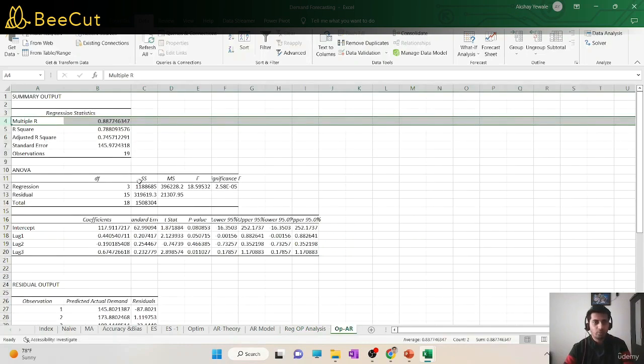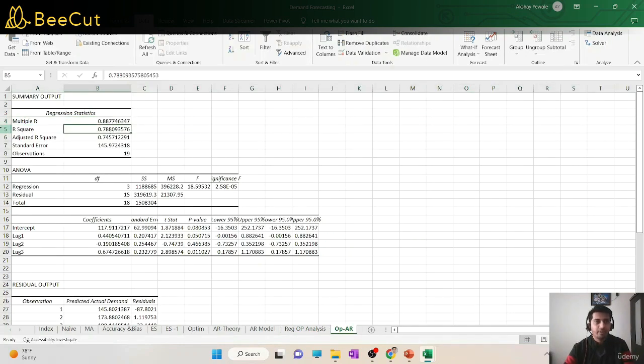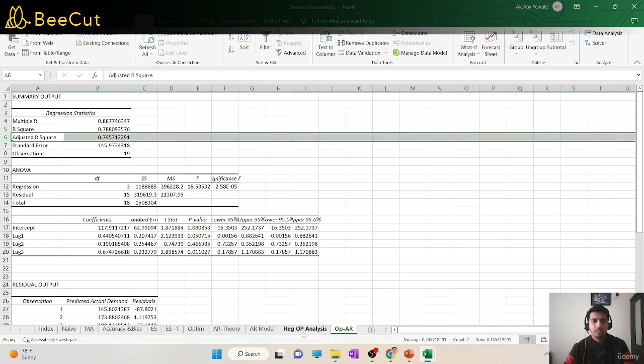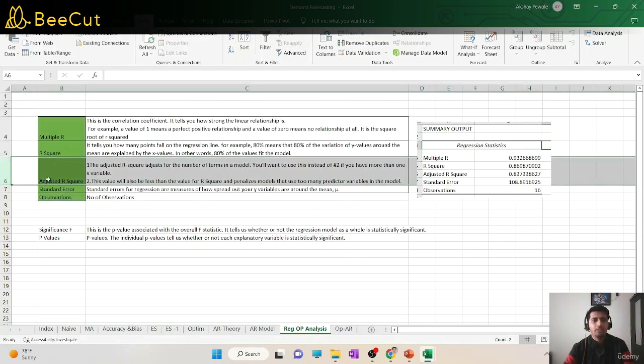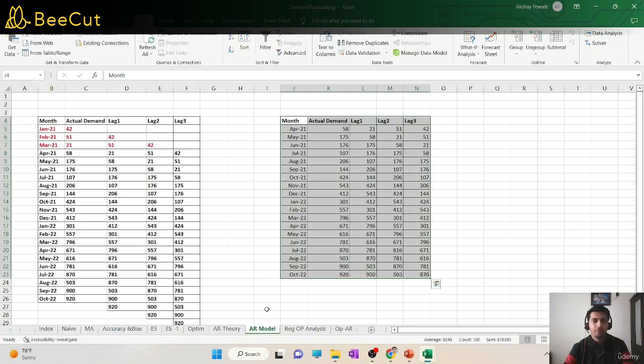So we go to our output, and it is 0.78. So 0.78 means it's a good one, so 80% of the accuracy we can expect. And then there is adjusted R square. What is adjusted R square? It will give you an idea based upon how many variables you are using. In this case, we have used 3 variables.